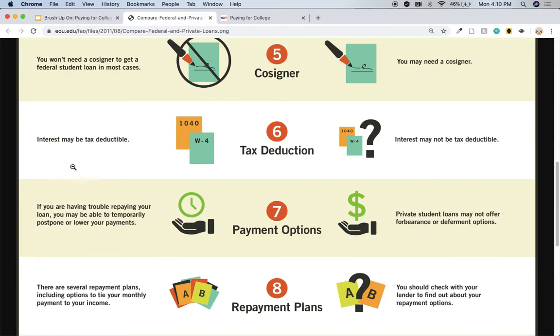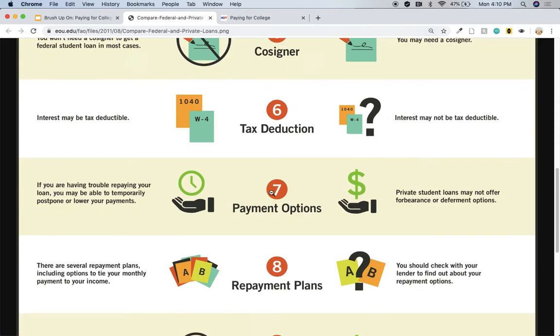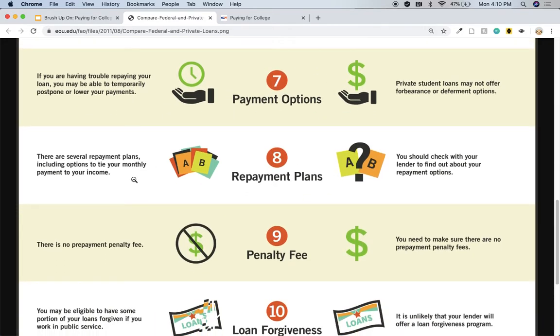Interest that is accrued on federal student loans may be tax deductible, whereas with a private student loan, it may not be. With federal student loans, you usually have more payment options, so you just have a little bit more flexibility, whereas with a private student loan they're usually like, nope, once here are the terms, you have to pay it no matter what. Similarly, with a federal student loan, you usually have more options in your repayment plans, whereas with private student loans it's usually like one, maybe two, etc.